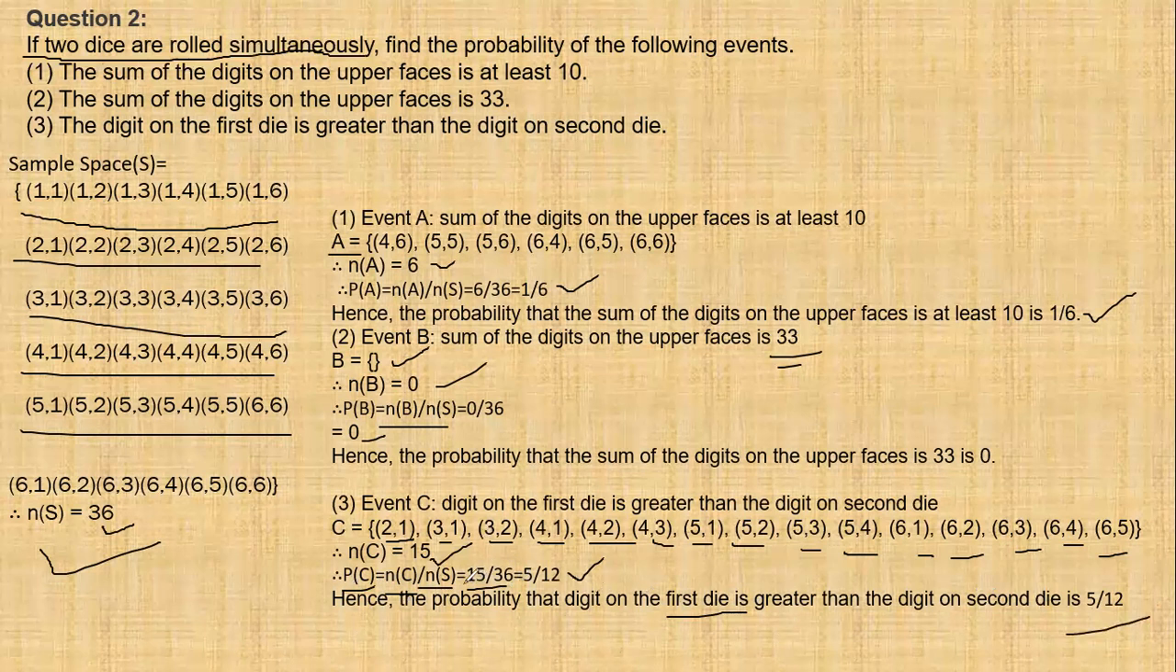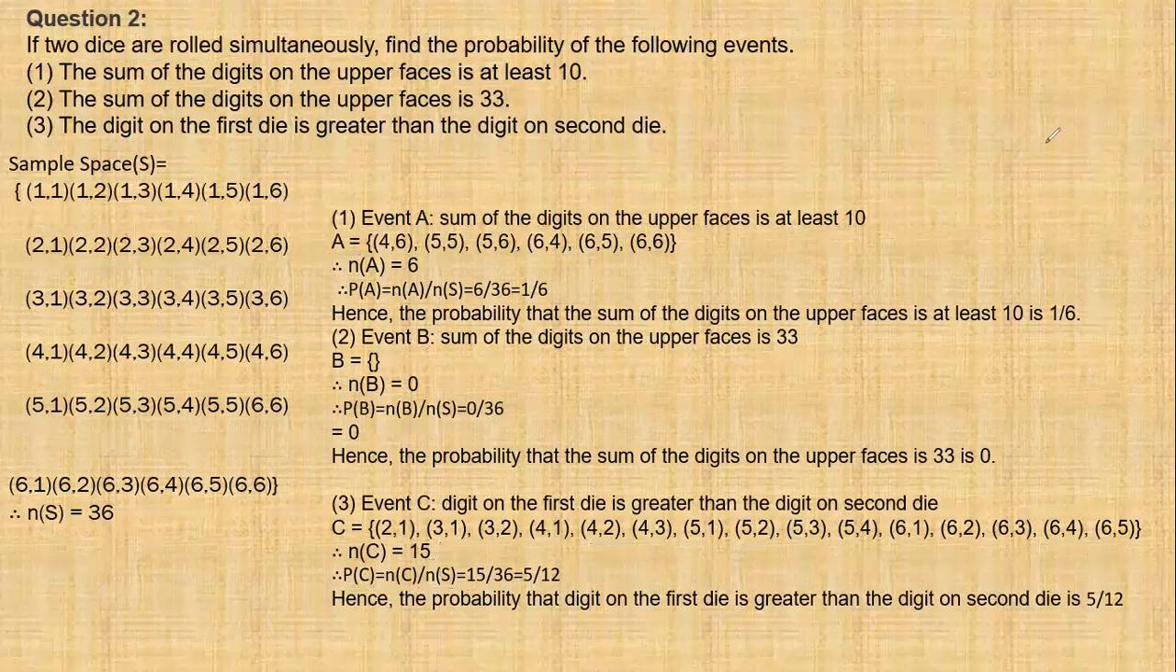15 upon 36. So cancel with the 5, no? You can cancel with 3. 3 5s are 15 and 3 12s are 36. So that is your answer. So this way we completed our second sum of practice set 5.4. So let's look at the next one, the third one.